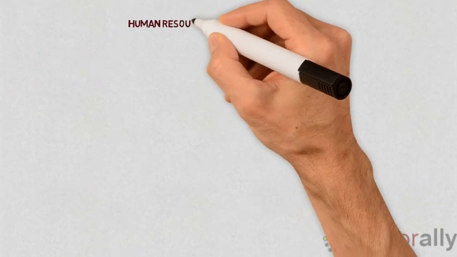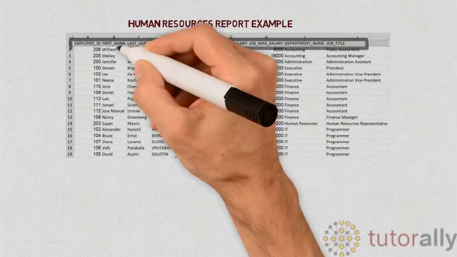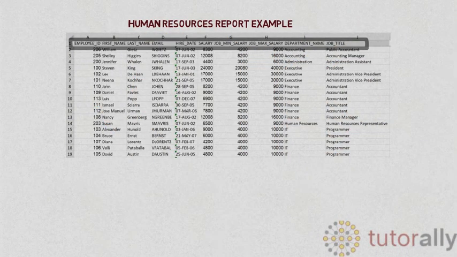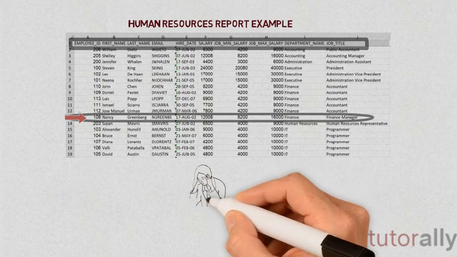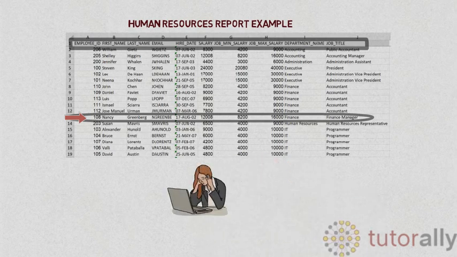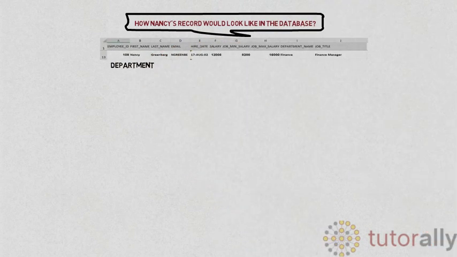Let us take an example of an employee information report that contains the attributes employee ID, name, hire date, salary, the salary range, min-max of the job title, department name, and job title. The report shows Nancy Greenpear belongs to the Finance Department and she's the Finance Manager. Let us see how Nancy's record would look in the database.